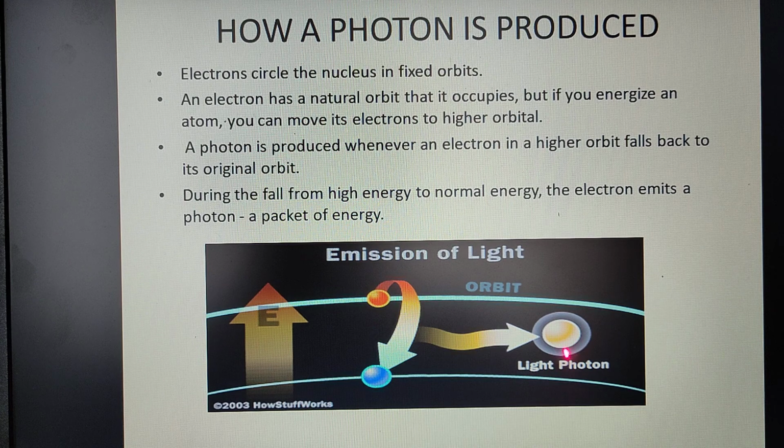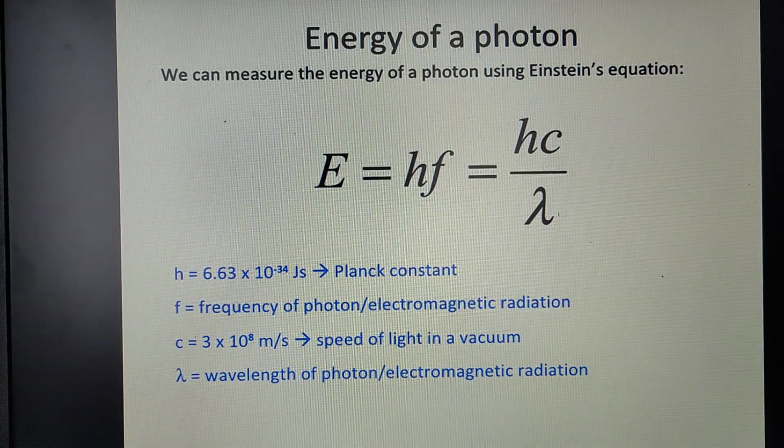This is your light particle, that is a photon. So when it falls back, it releases the extra energy that it has obtained. That extra energy will form a light particle known as a photon. Now, the energy of a photon.